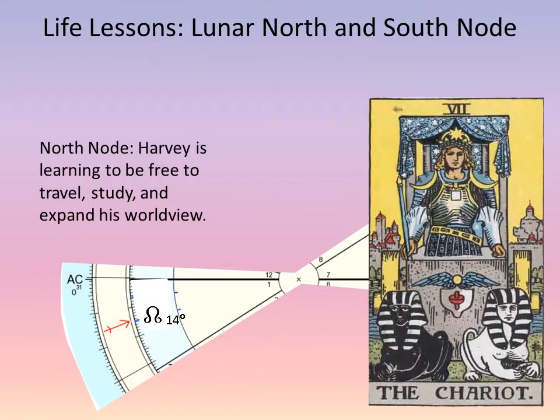And then for his north node, Harvey is learning to be free to travel, study, and expand his worldview. Because the north node's in Sagittarius, which is expansive and traveling, and it's in his first house, which is about his own self-determination. So he needs to go out there on his own, and do his thing, and not have to really check in with someone else. Eventually. It's not like he can't ever have a relationship or anything, but it's important that he makes himself a priority.